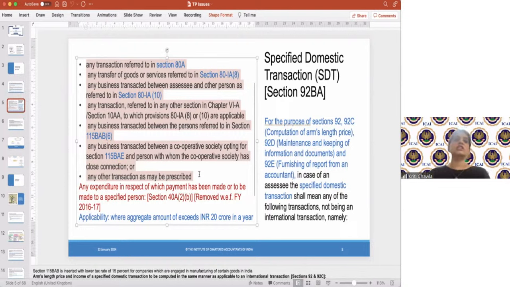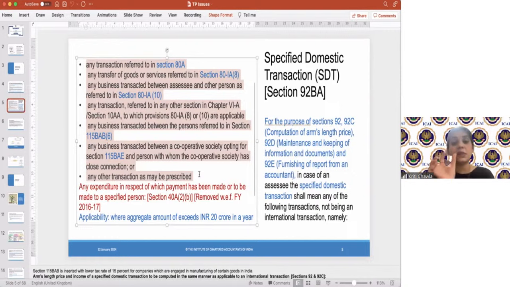If you go through the sections, they all talk about tax holiday. They all talk about having an entity in, say, for example, a special economic zone or any area for that matter. And if that happens, then that particular entity will be claiming a tax holiday or a tax exemption and hence a tax deduction. And that is how these sections will basically operate. Similarly, if you look at section 115BAB, it talks about the lower tax rate of 15% for companies which are engaged in manufacturing of certain goods in India.